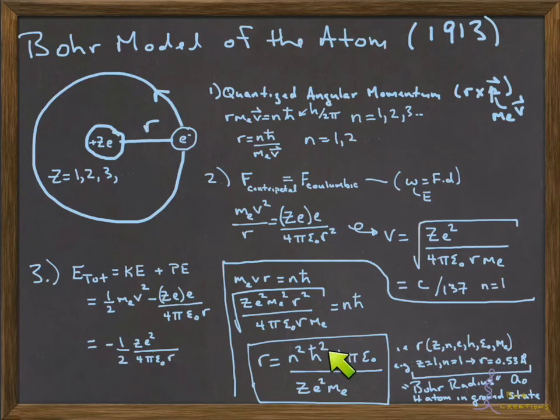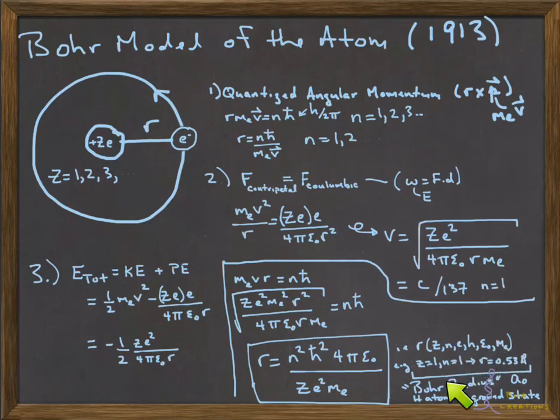While this might look rather complex, what's profound about it is that r is now in terms of physical constants of the universe. In particular, r is a function of the atomic number Z, which is an integer, the principal quantum number n, also an integer, e, the charge on an electron, h, Planck's constant, epsilon naught, the permittivity of free space, and m sub e, the mass of the electron.